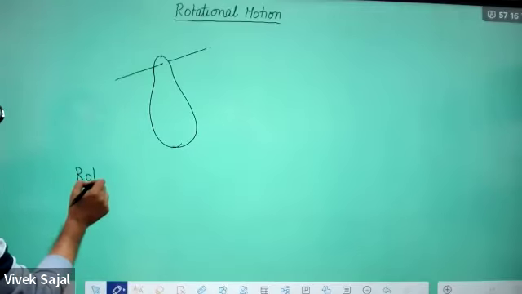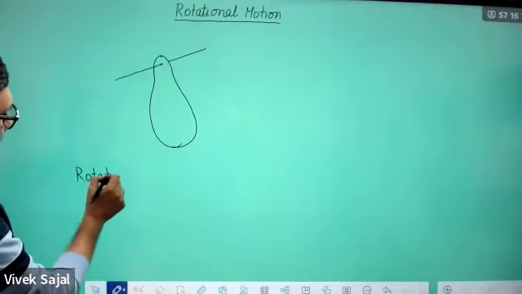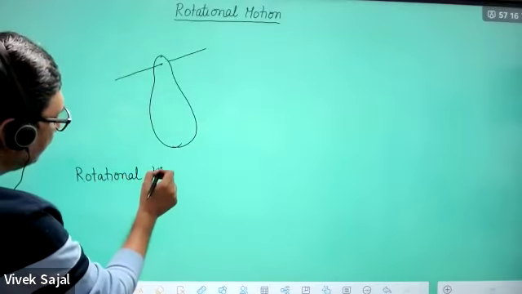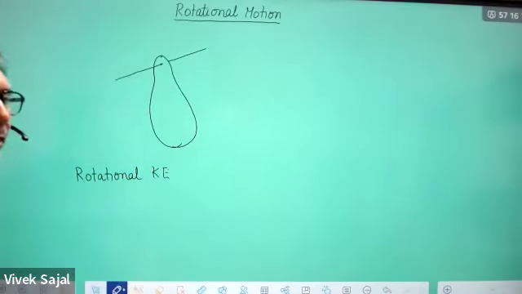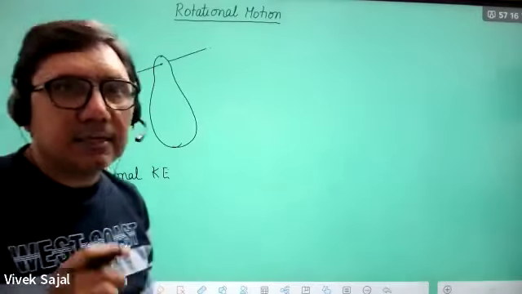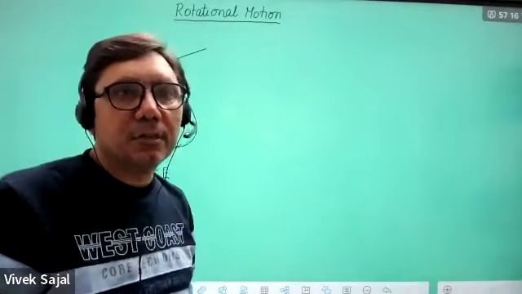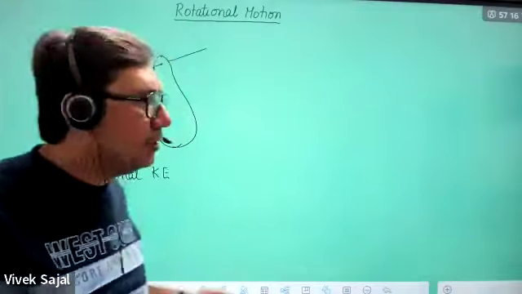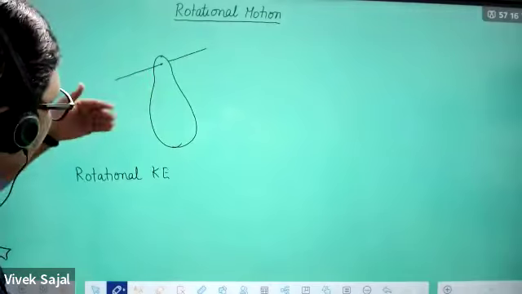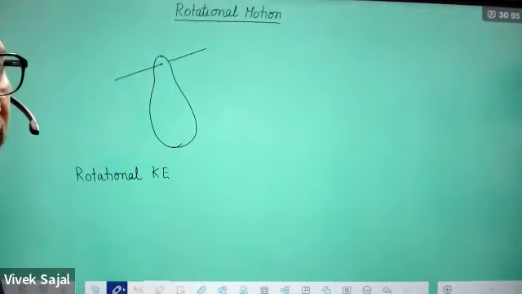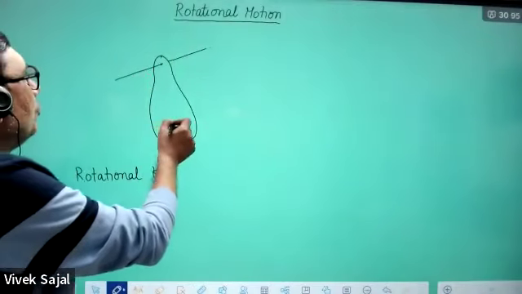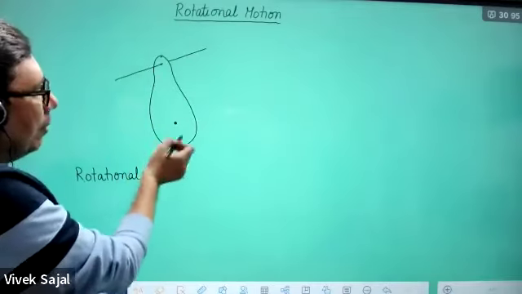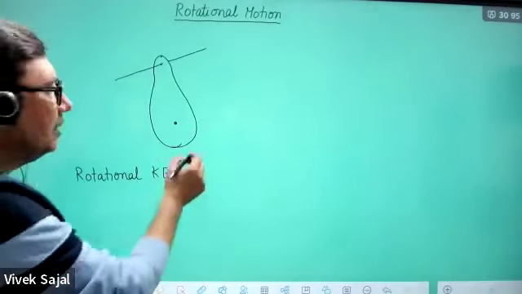Rotational kinetic energy is the kinetic energy due to the rotational motion. Here we assume that there is no translational motion, so we can easily find the expression of rotational kinetic energy. Now I assume a particle. This is a particle of this object. You can choose any arbitrary particle.